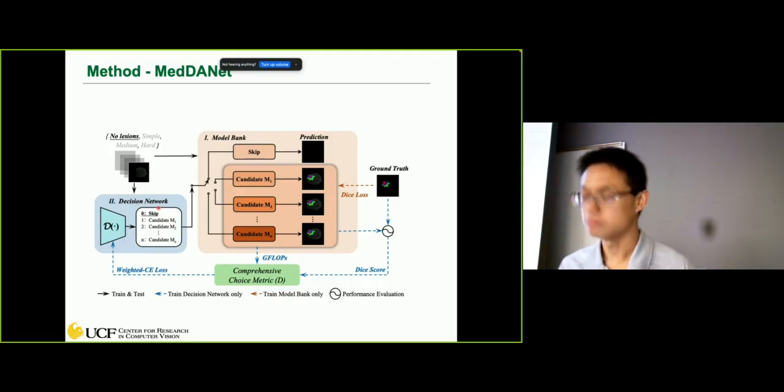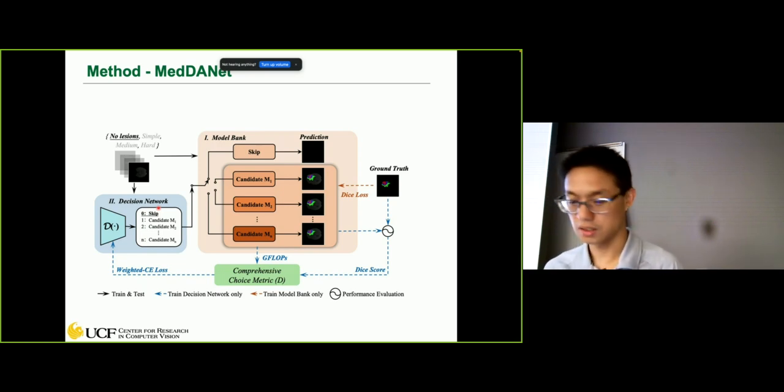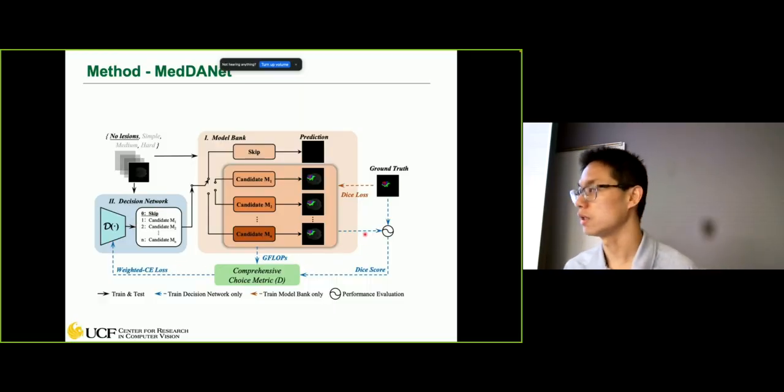Of course, the decision network also has to be trained, because in the very beginning this network doesn't know which model you should use. So here we have a joint training. For the segmentation, we use the Dice loss, comparing with the ground truth.